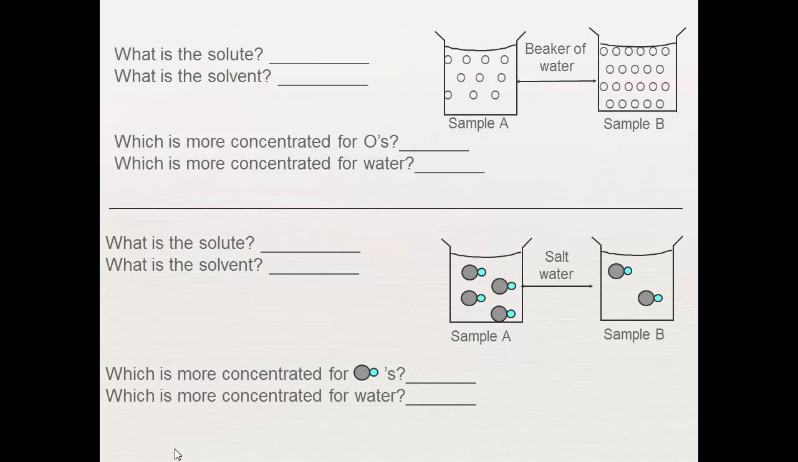All right, so let's think about a couple other examples. If I have just some molecules, these O molecules, I don't know what they are, it doesn't really matter, and they're in a beaker of water. What's the solute? The little O's. What's the solvent in this solution? Water. Which has a higher concentration of O molecules? Sample B. Which has a higher concentration of water? Sample A. Correct.